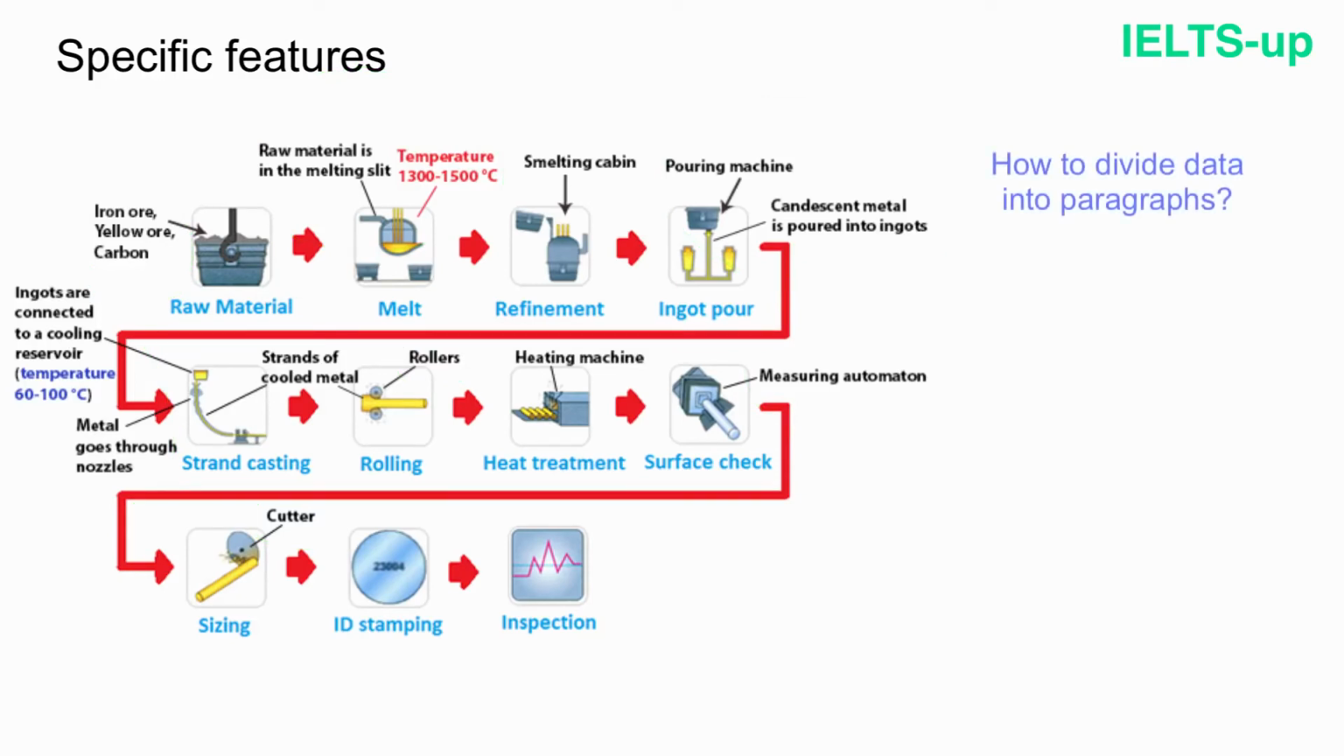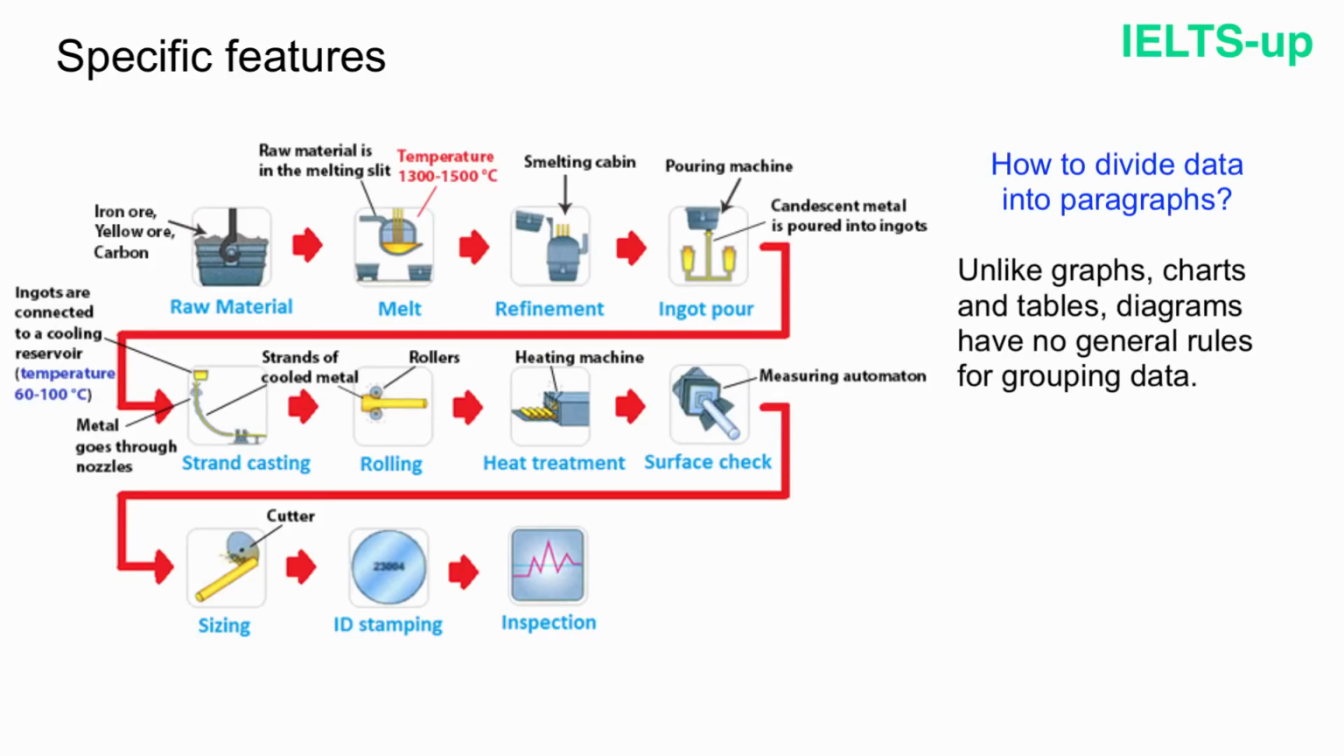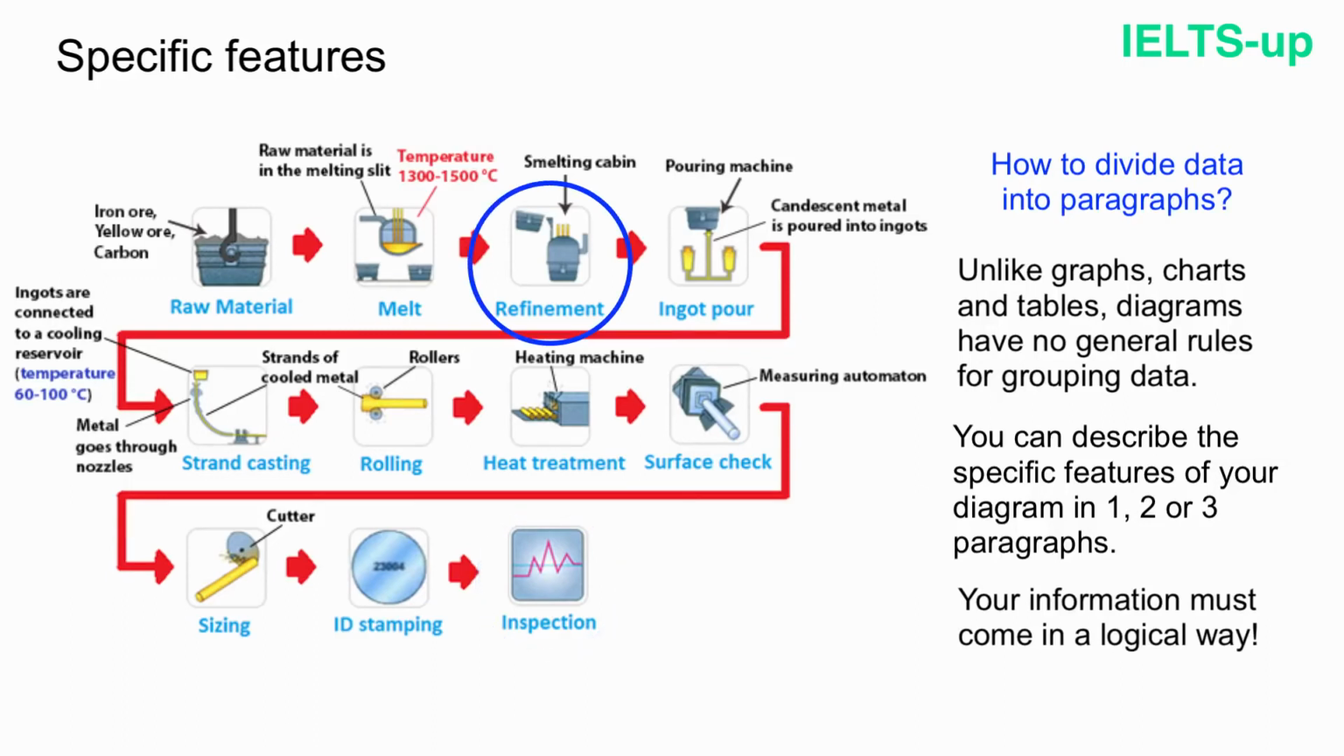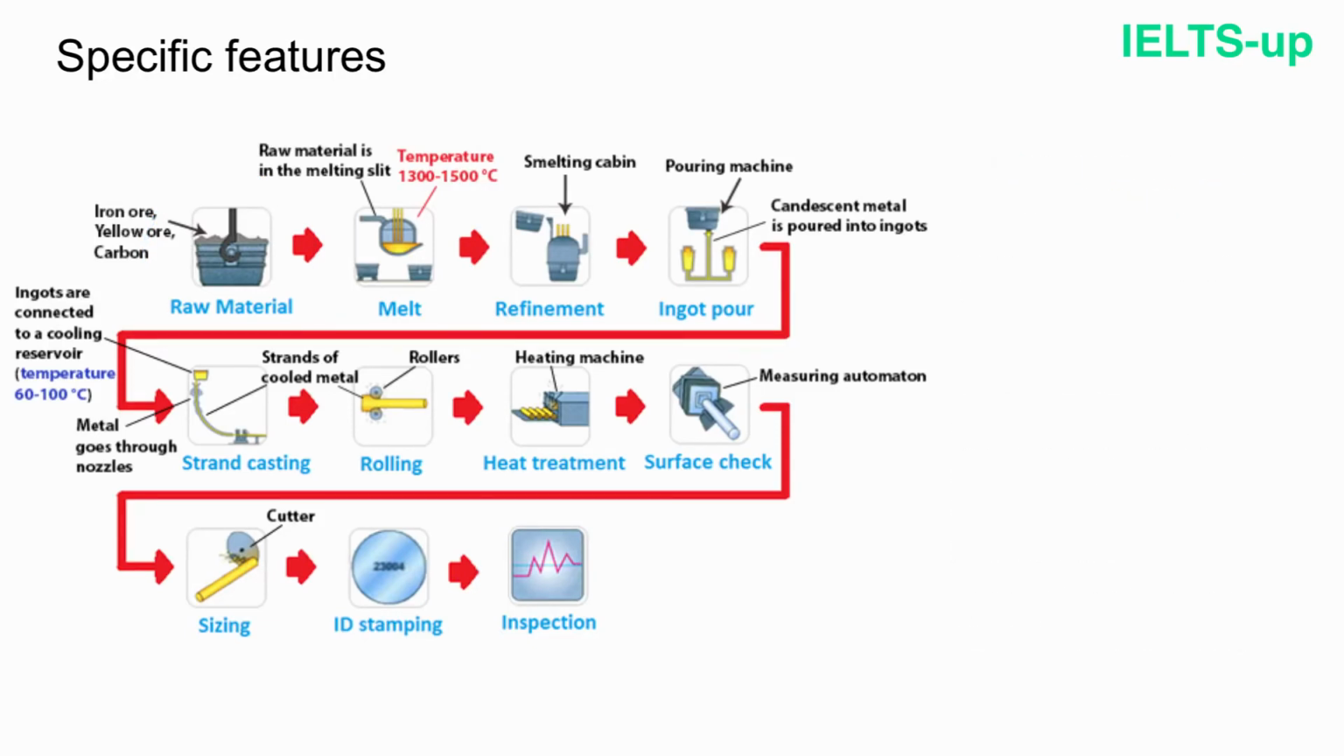You may wonder how to divide data into paragraphs while describing a diagram. Well, unlike graphs, charts, and tables, diagrams have no general rules for grouping data. In fact, you can describe the specific features of your diagram in 1, 2, or 3 paragraphs, grouping the information into paragraphs the way you prefer. But remember that you should describe the stages of your process sequentially. That is to say, it's a bad idea to start with the last stage, then write about the third stage, then describe the first stage, and so on. Your information must come in a logical way. Now let's see how I wrote the specific features.